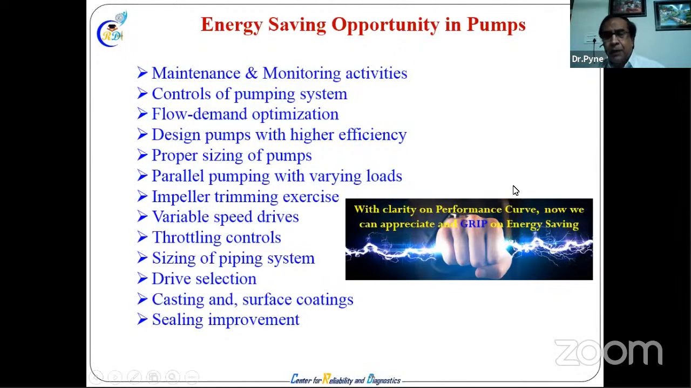With clarity on the performance curve, now we can appreciate and get a grip on energy saving. With no clarity on the performance curve, it means no clarity on scientific principles, meaning total disregard of scientific principles. We cannot save energy by whatever means.